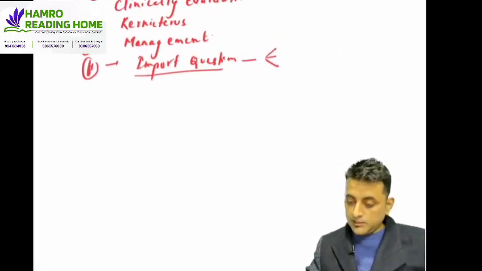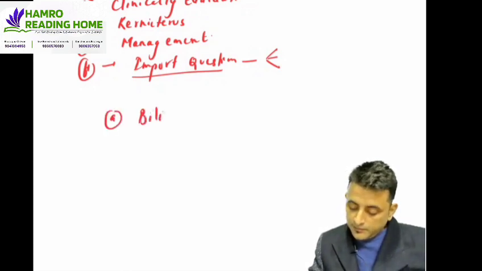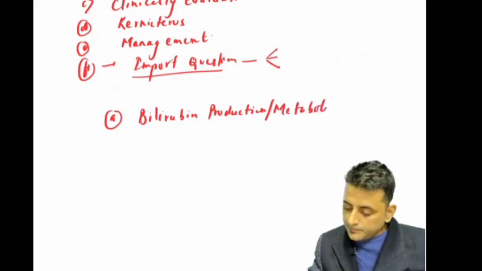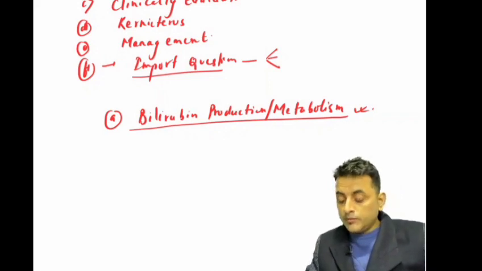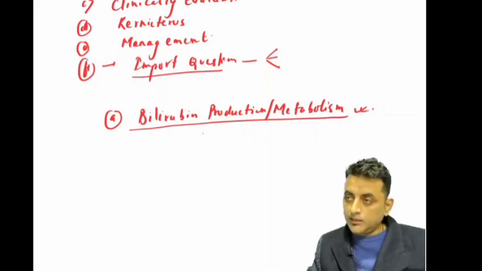So now let's move on to the first subhead, that is bilirubin production and metabolism. So this is very important because everything we'll be reading behind will be related to this. If you understand this, then it will be very easy to understand the whole thing regarding neonatal jaundice, the clinical evaluation, then management, everything.